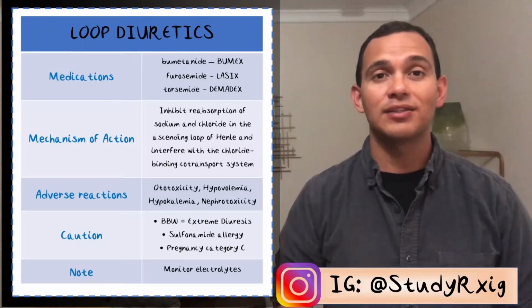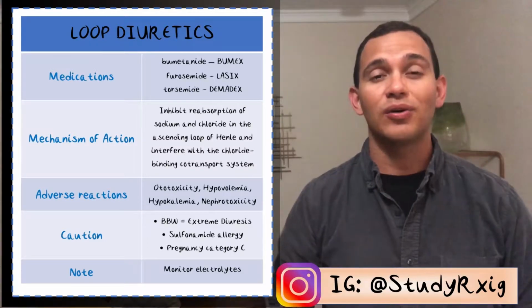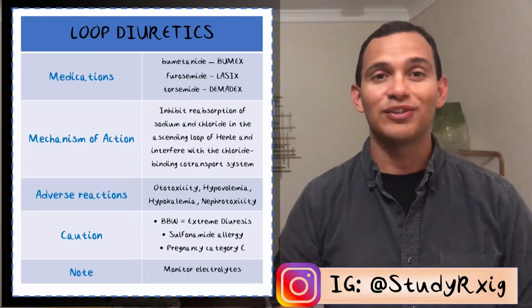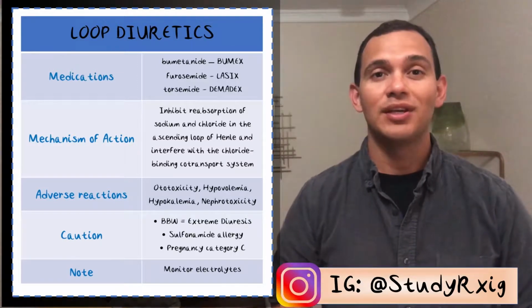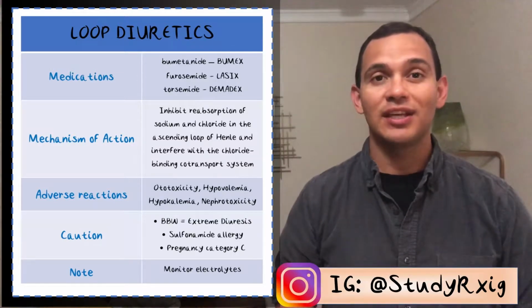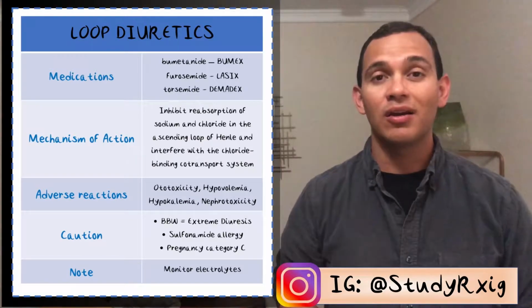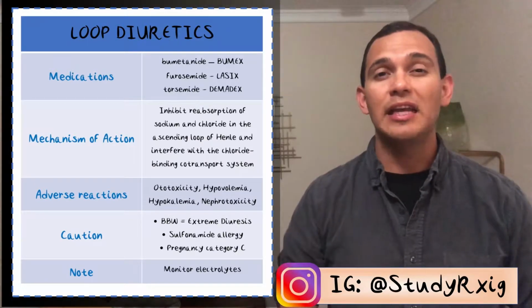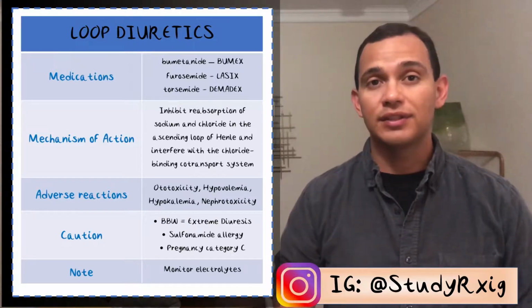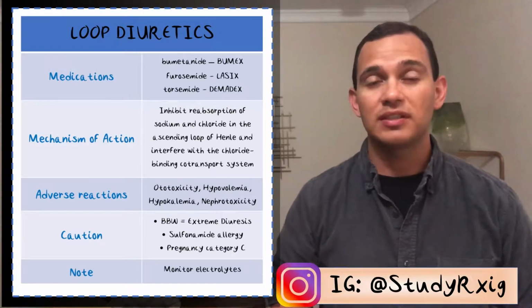For adverse reactions of loop diuretics, these may involve ototoxicity. Ototoxicity refers to drug or chemical related damage to the inner ear. Such damage can lead to temporary or permanent hearing loss and/or loss of balance. Ototoxicity is more common in an inpatient setting via IV versus an outpatient setting by mouth.